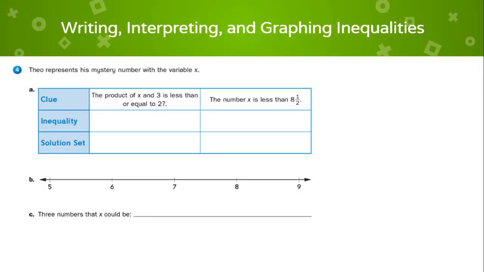So I want you to try numbers 4, 5, and 6 on your own, and then come back to the video, pause the video, come back to the video, and check your work.